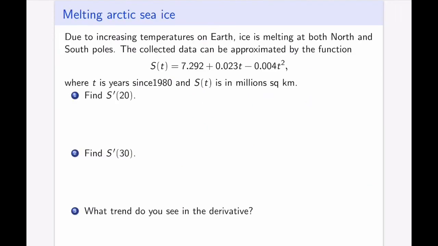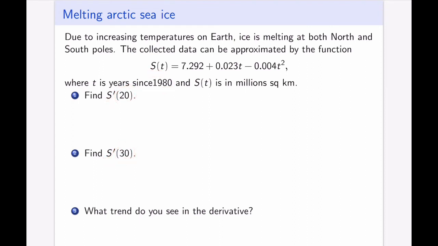A few more applications of the exact same rule, but within an application, and therefore needing to provide an interpretation of the result. So we've seen this example before, melting Arctic sea ice. We have seen this with the graph of a function. This is now the actual function that has been fitted to the data collected. So this is showing the amount of ice in millions of square kilometers, where t is the number of years since 1980. And the first part of the question asks us to find s prime of 20 and s prime of 30. So the derivative of this function at the point 20 and 30 years after 1980.